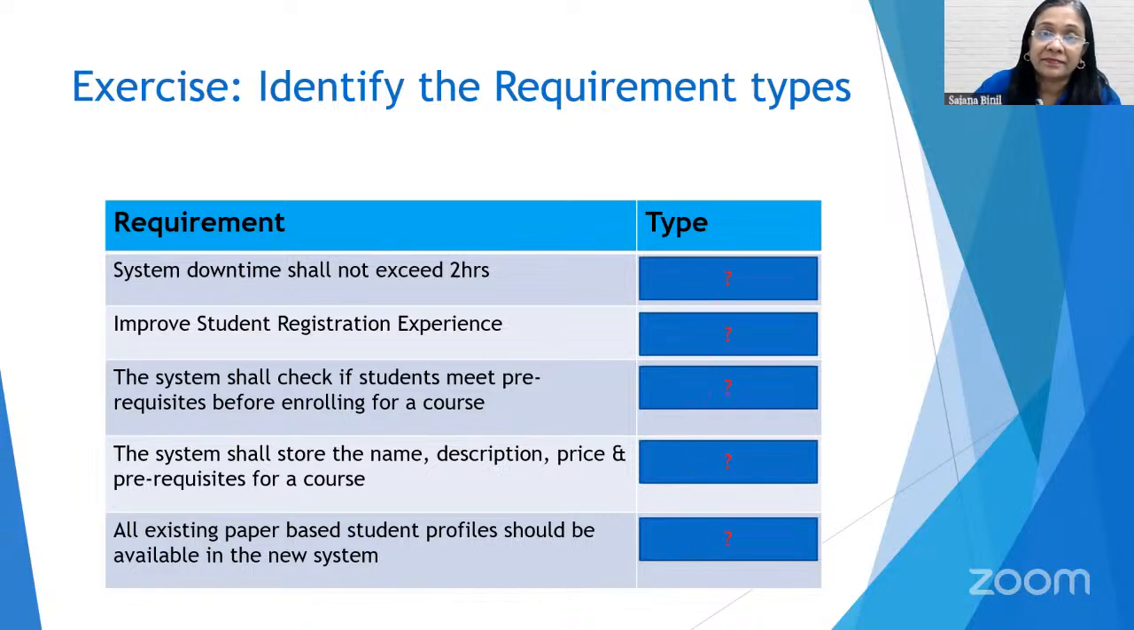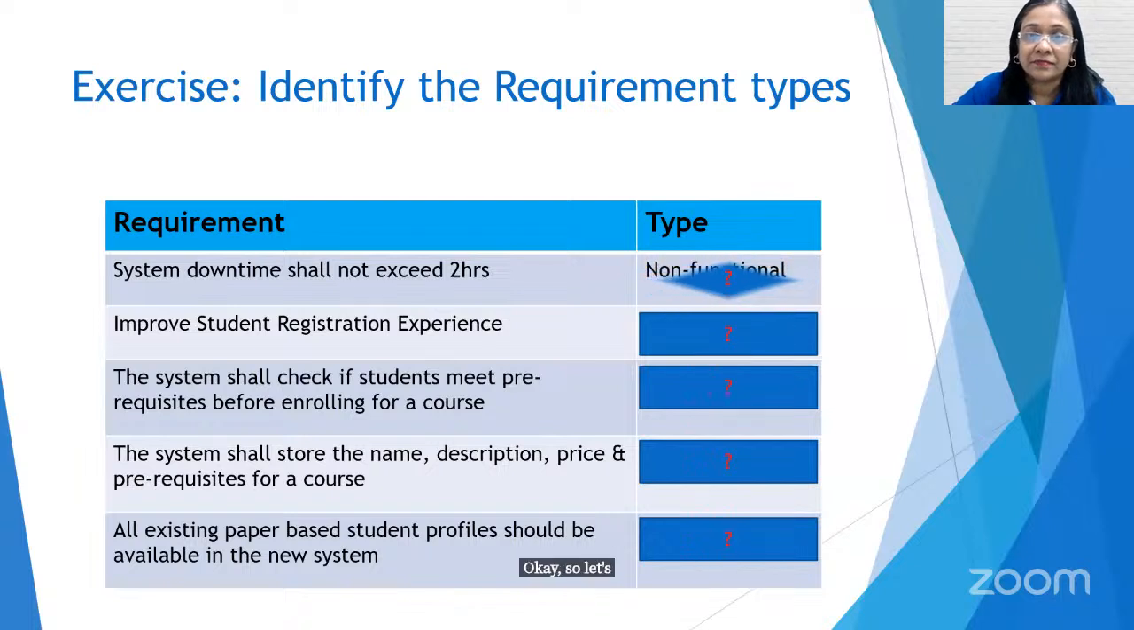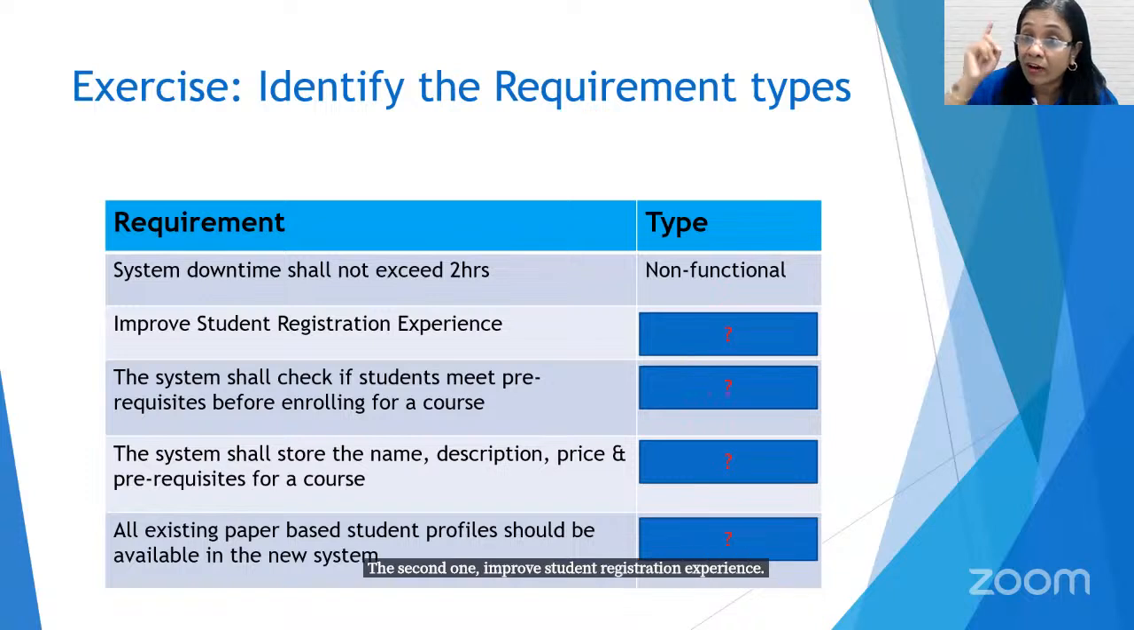Great. Some of you identified it very correctly. Okay, so let's see the answer. This is an example of a non-functional requirement. The second one, improve student registration experience. We'll go one by one, guys, so do not jump the gun. Second, improve student registration experience.